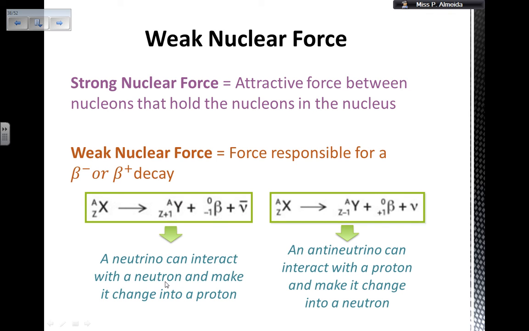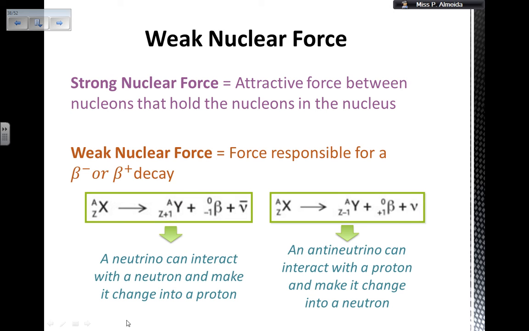Remember that in a beta minus decay, I have too many neutrons, and it's going to make the neutron change into a proton, okay? So when I get a beta minus decay, I have too many neutrons, and the neutron goes into a proton. This happens because of a neutrino. I get an antineutrino. On the other hand, remember that I had in the last video the two decays, one next to each other, for us to make the comparison.